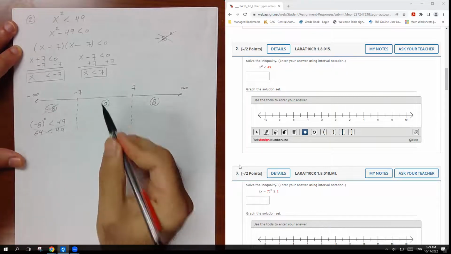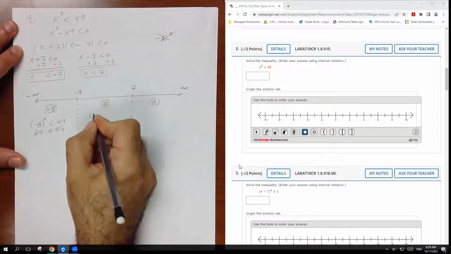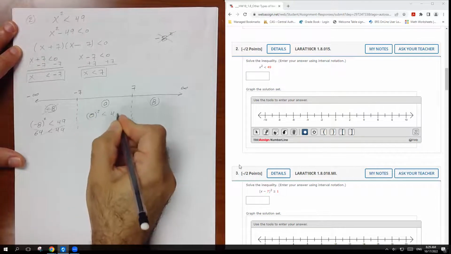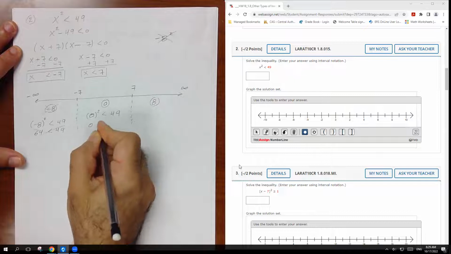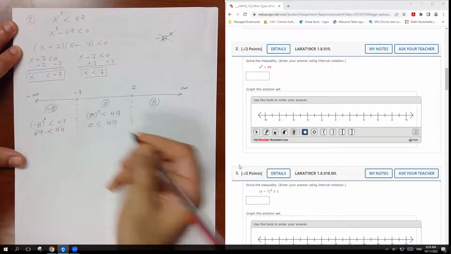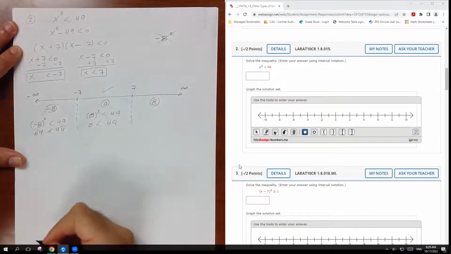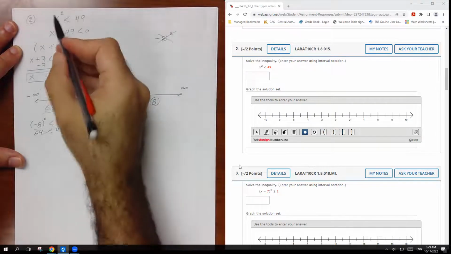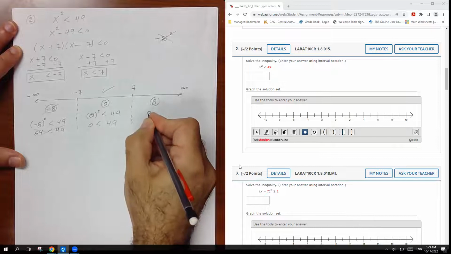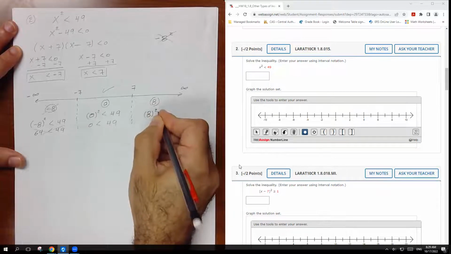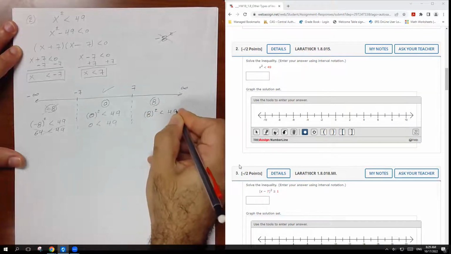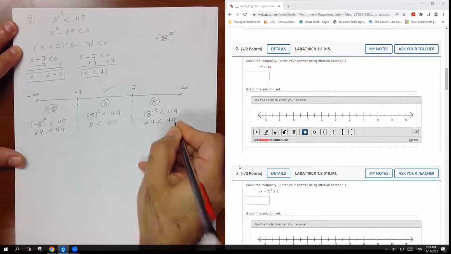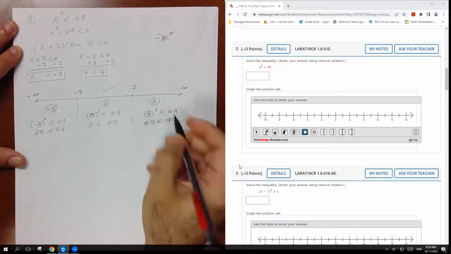Let's plug in the 0 here. 0 squared less than 49? Yes, 0 is less than 49. That means this is a solution. Here, the third part, 8. Plug in the 8 here. It's going to be 8 squared less than 49. That means 64 less than 49? No, this is wrong.